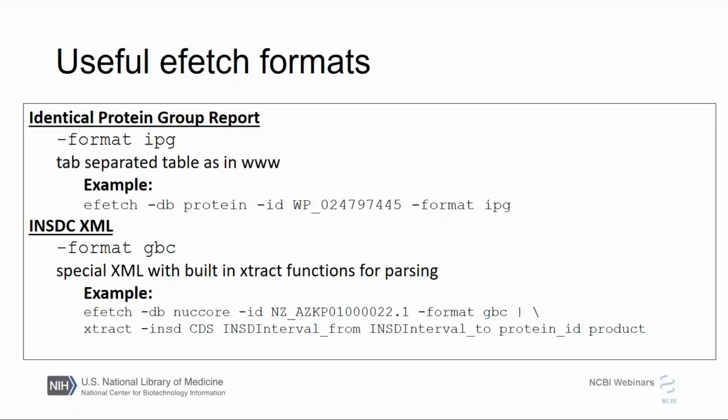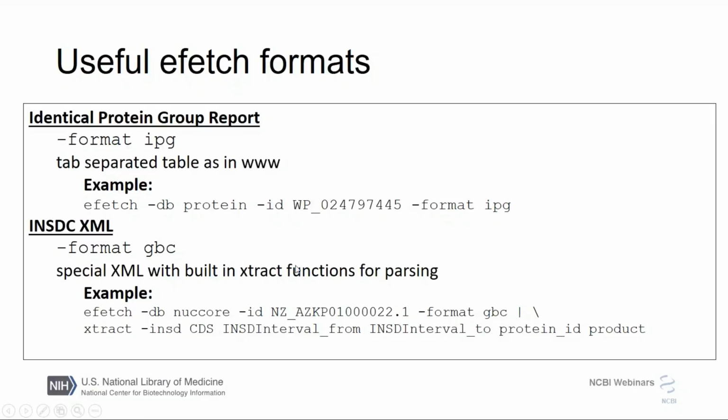For example, with this rather complicated looking command line at the bottom, I'm retrieving this record from the nucleotide database in the format GBC. I'm passing it to extract, which uses this INSDC argument to look at this CDS feature. Within that feature, there are various qualifiers that you can output simply by giving their names. So I can get the interval, and I can get the protein ID. We can use that in a very crude way today to get that information.